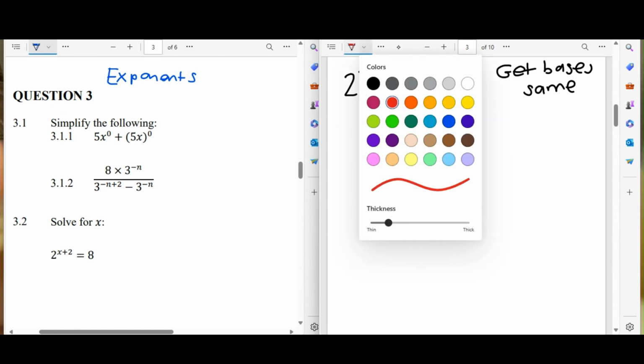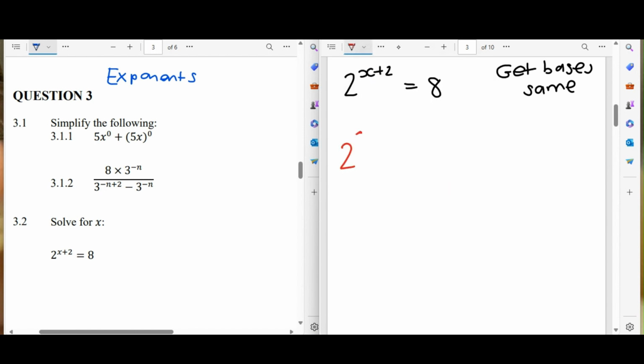8 is the same as 2 to the power of 3, because if you go 2 times 2 times 2, it gives you 8. So 3 2's. We can change it like that. Then we can use that rule that we used before, so we can separate these. Instead of 2 to the x plus 2, we can say 2 to the x times 2 to the 2 is equal to 2 to the 3.